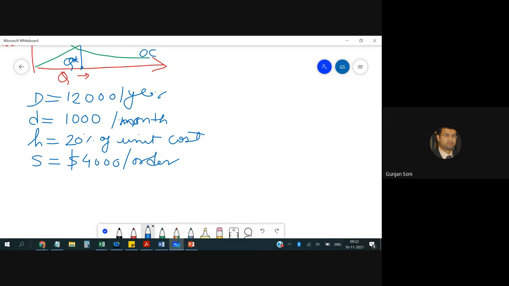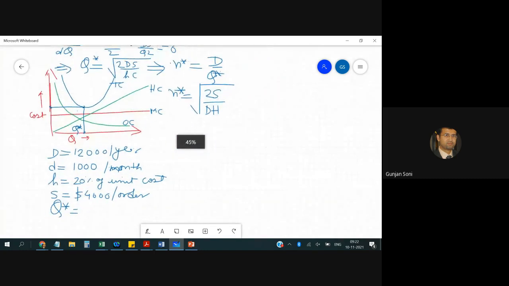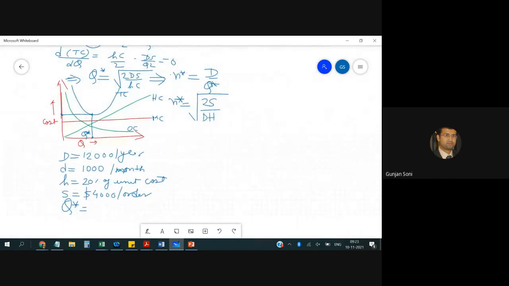Now, can you quickly find out the value of Q star? That is, how much should be the lot size whenever you're placing an order? Can you find out? I will show you the formulas also. Calculate the value of Q star. I'm giving you 2-3 minutes to do that.